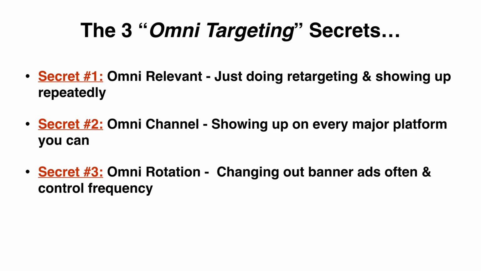Secret number 2 is about being omni-channel, right? Showing up on all the major platforms, YouTube and Instagram and Facebook, right? Display networks like Google Display Network and Traffic Fuel. We want to show up on every major platform that we can. And remember that halo effect that can happen through the Google Display Network with us showing up on sites like ESPN and using other display networks, showing up on weather.com and all those examples that I walked you guys through. And then secret number 3 is about omni-rotation, and that's all about changing out banner ads often so that we don't have banner blindness and controlling frequency, and instead showing lots of different ads, right?